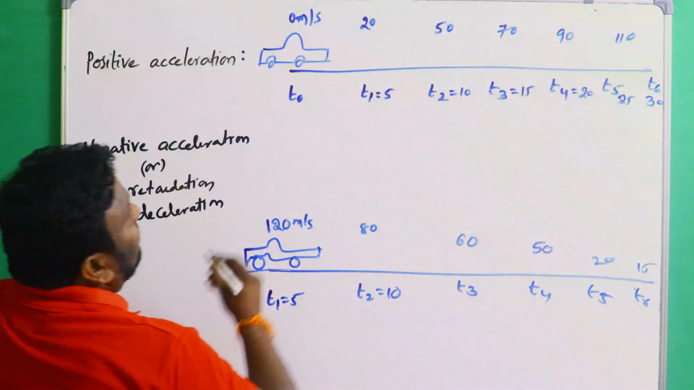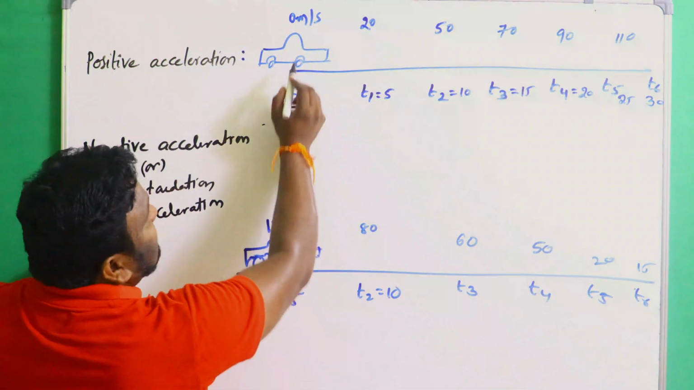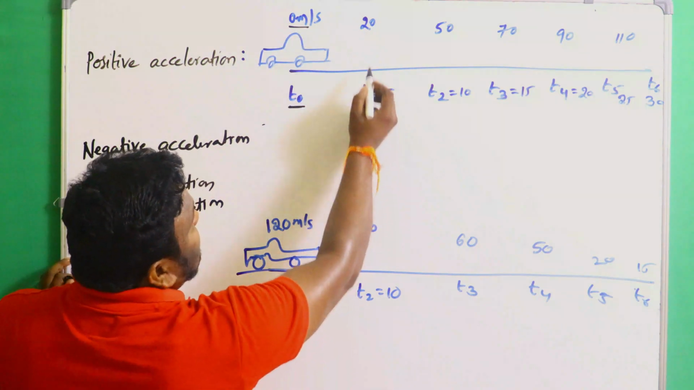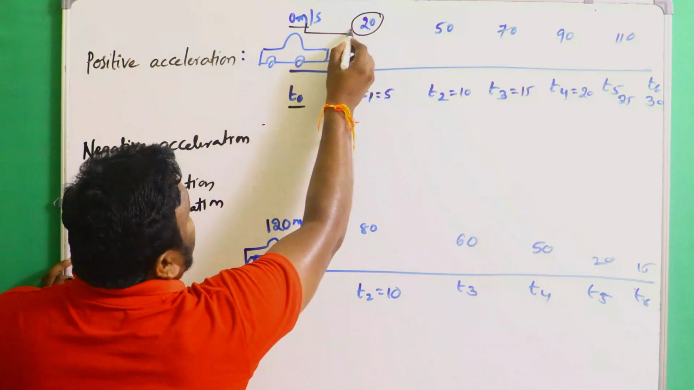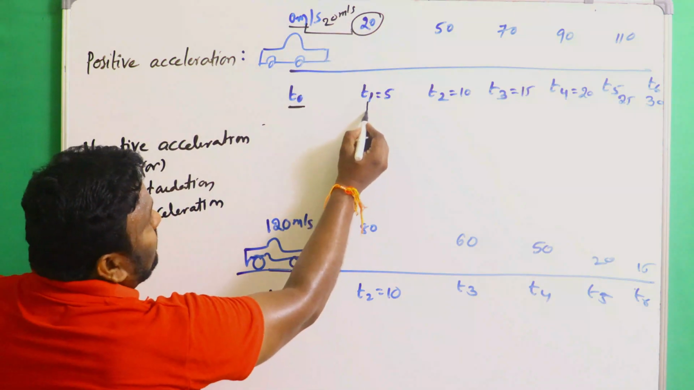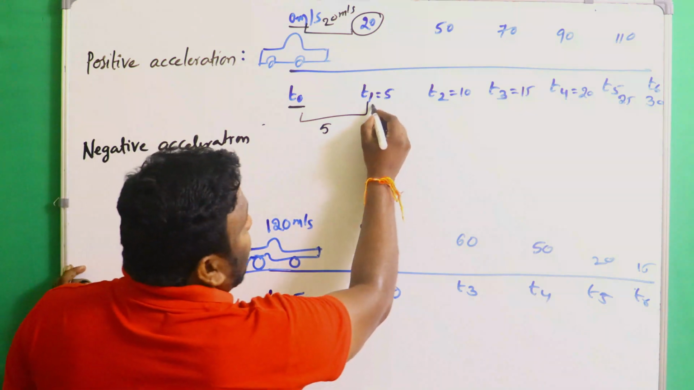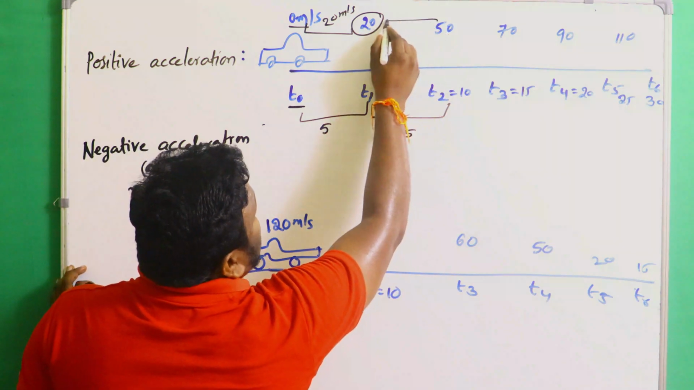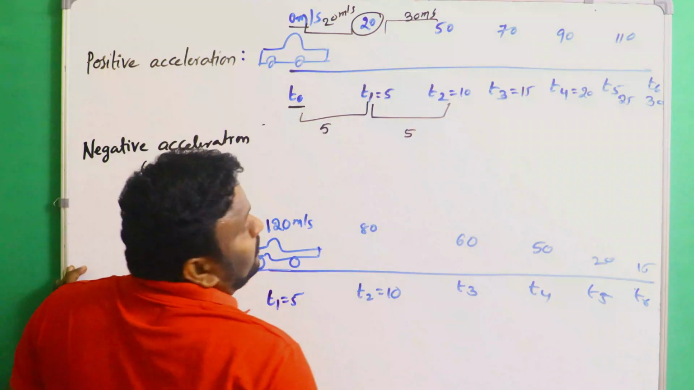For example, here in this one, the car at time t equals 0 seconds, its speed is 0 meter per second. After 5 seconds, its velocity is 20 meter per second. Now, what is the change in velocity here? 20 meter per second. And the time interval is what? 5 minus 0, 5 seconds. And the next interval is also 5. Then the change in velocity is what? 50 minus 20, 30 meter per second.